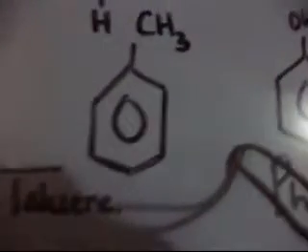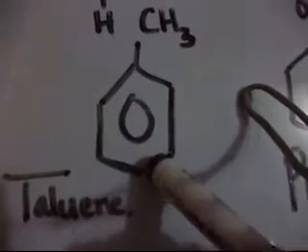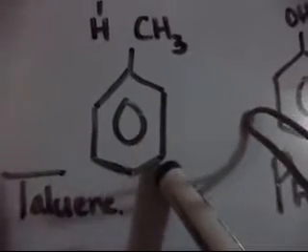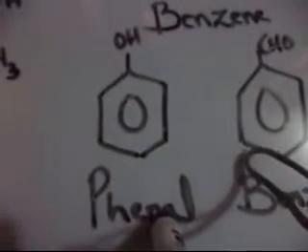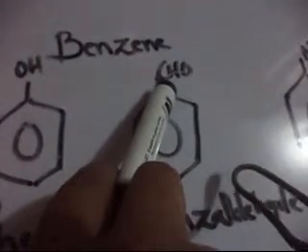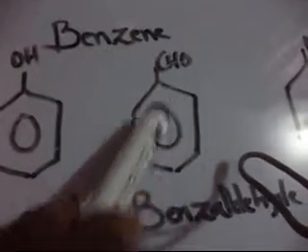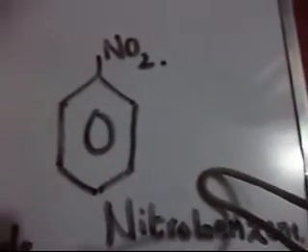Yes. If there is a methyl group attached to the benzene ring, then this compound is known as toluene. If there is a hydroxyl group attached to the benzene ring, this compound is known as phenol. If an aldehyde group, represented by CHO, is attached to the benzene ring, then we call it benzaldehyde. If we have a nitro group attached to the benzene ring, then this compound is known as nitrobenzene.